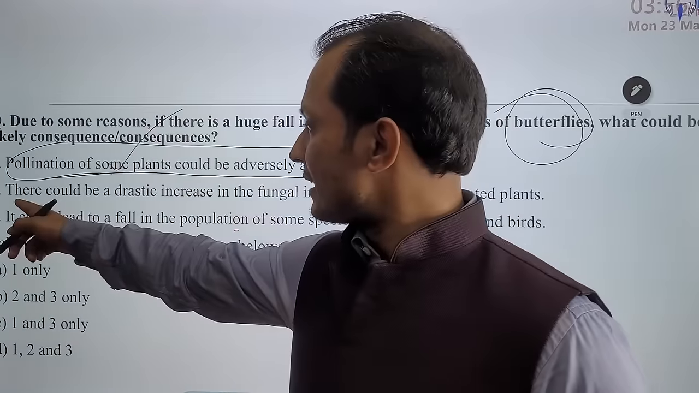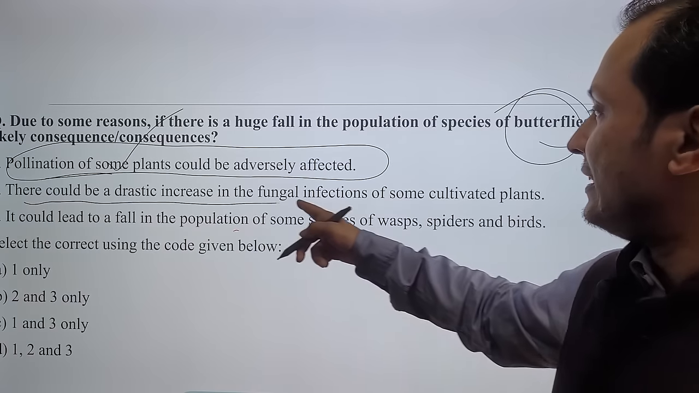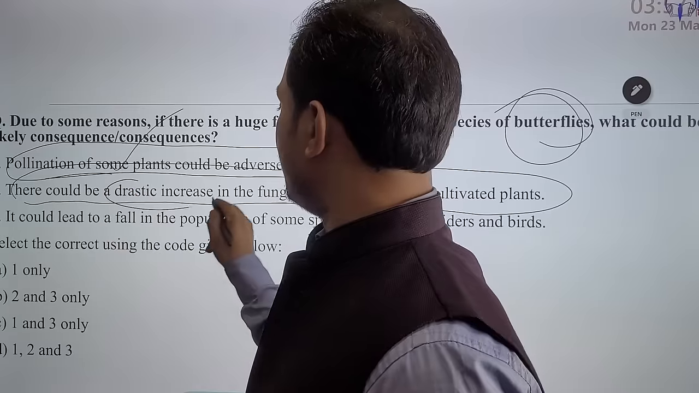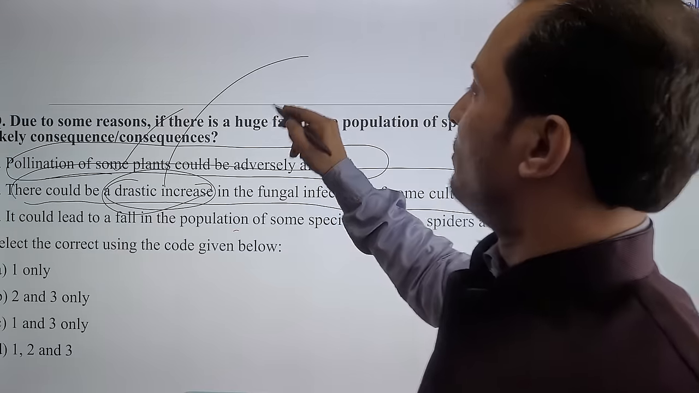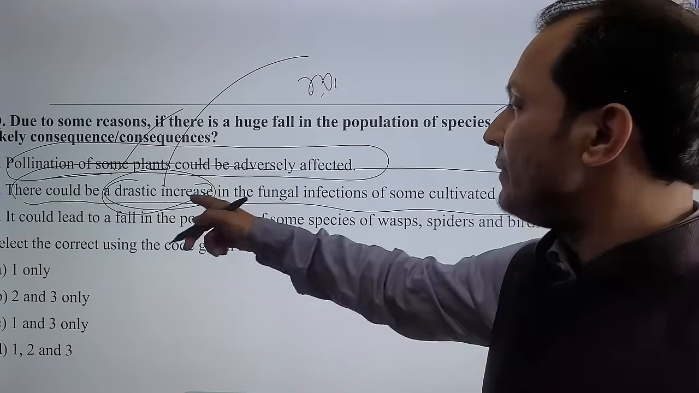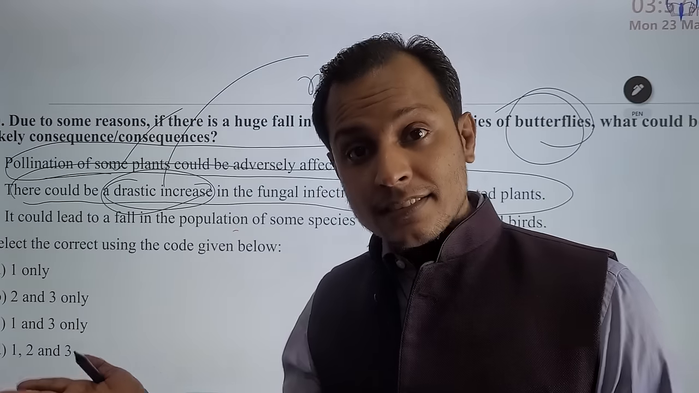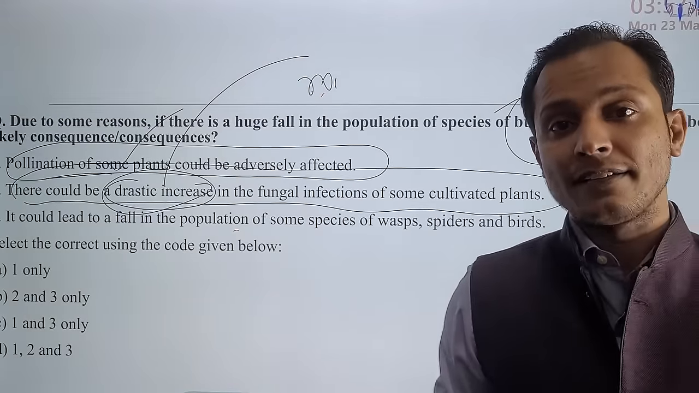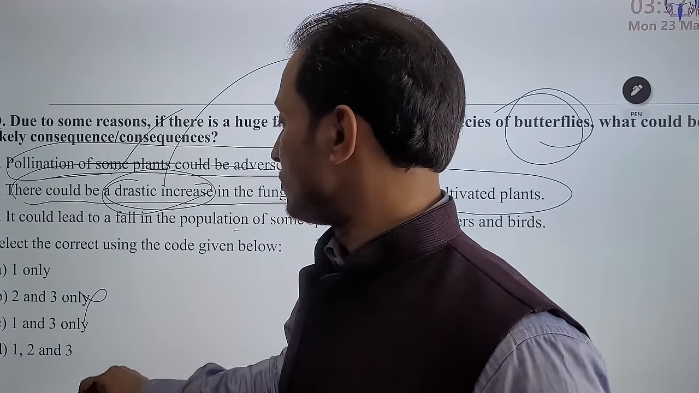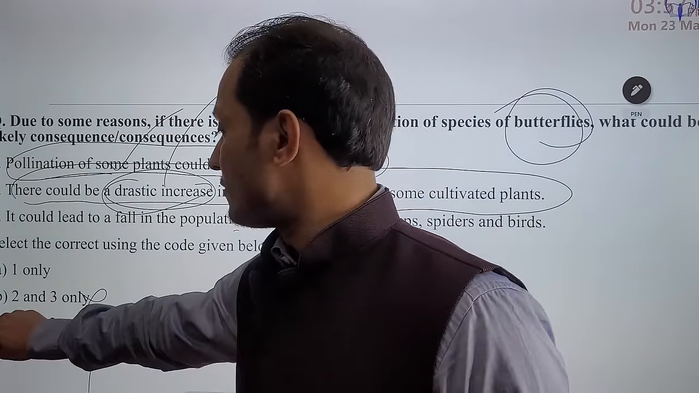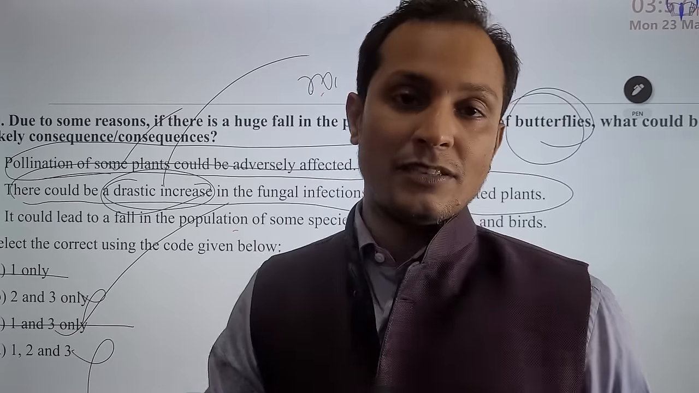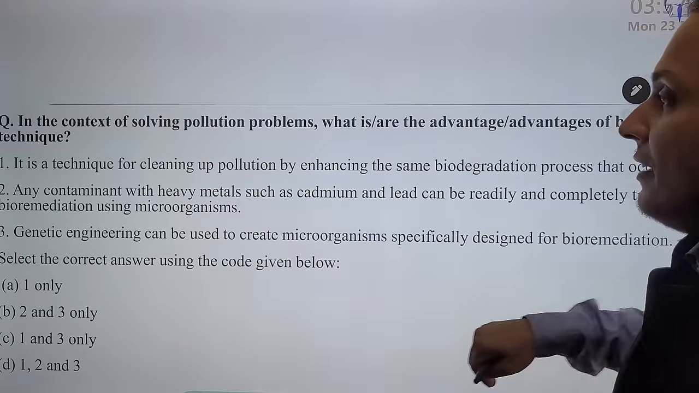Let us read the second statement. There could be a drastic increase in fungal infection. You see here, drastic increase is basically a radical word. Okay, there will be an increase, but drastic, it's a very radical word to make. And we can eliminate statement 2, and we'll be left with C and A. The answer is 1 and 3, C only. Let us go to the next question, guys.